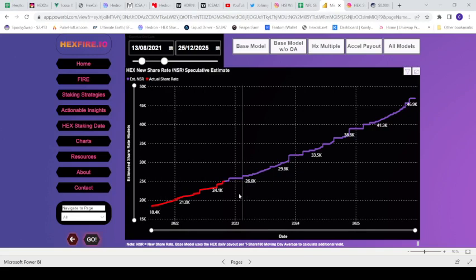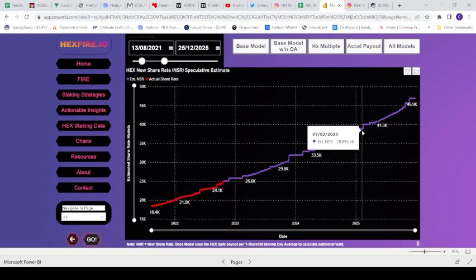hexfire.io is an excellent little platform where you can see all the hex staking data. There's a bunch of charts and stuff, but the chart I'm going to be focusing on today is the T-share rate. The T-share rate consistently goes up over time. This chart takes all of the hex staking data and compiles it, taking into account all of the end stake dates and the amount of T-shares, and it calculates the new T-share rate, and then graphs it all in a neat fashion.